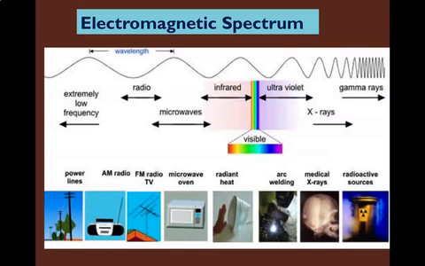So this is an electromagnetic spectrum, and so what we're able to see is just visible light, which is that very small area in between infrared and ultraviolet rays. Okay, so we'll talk more about the electromagnetic spectrum when we talk about waves.